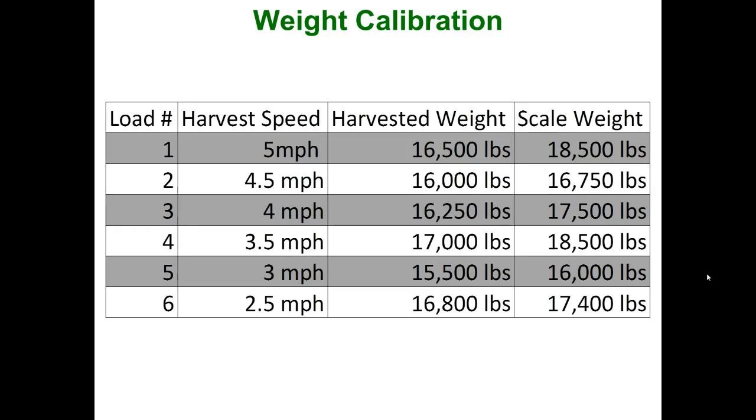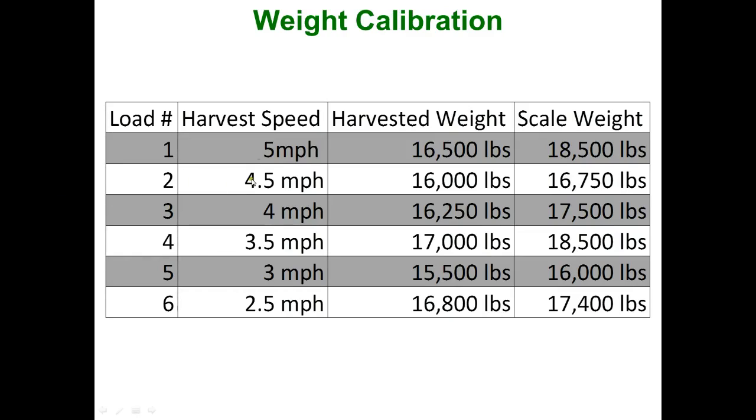I've thrown a scenario together to illustrate this a little bit better. Say on load number 1, we harvest at 5 mile an hour. During this calibration load, we're going to stay at 5 mile an hour and not vary our speed, but maybe 1 or 2 tenths of a mile per hour. As you can see, the harvested weight or estimated weight was 16.5 and the scale weight was 18.5.